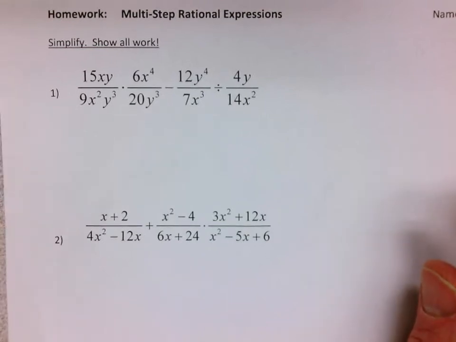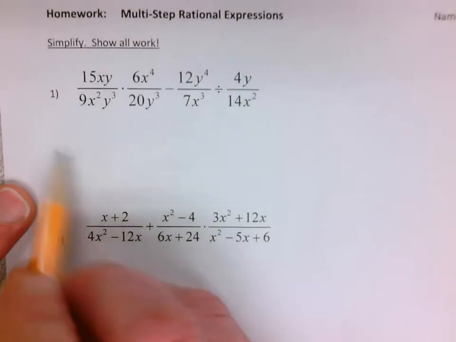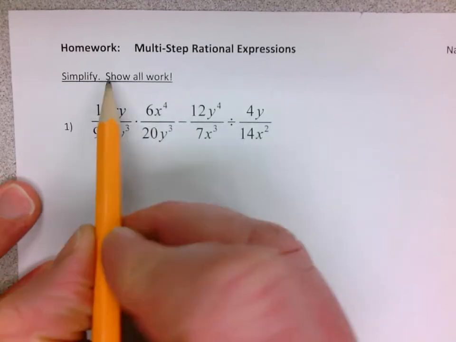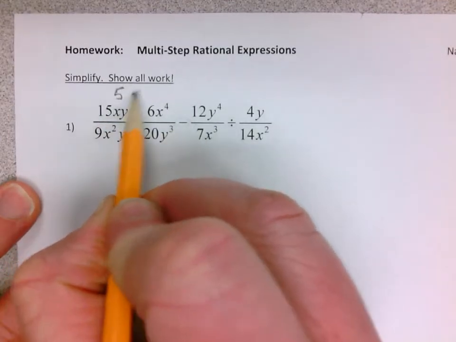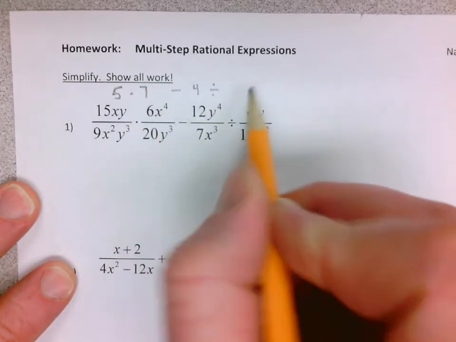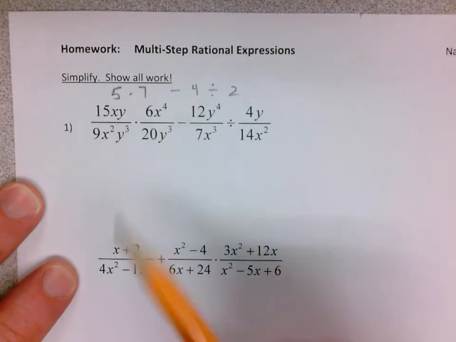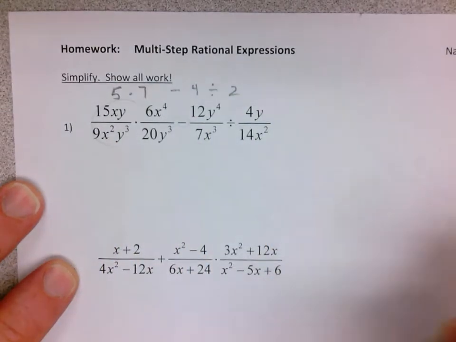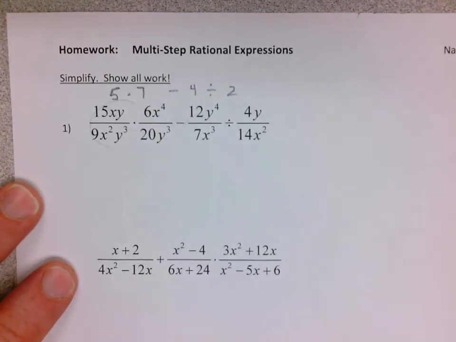Multi-step rational expressions. This is at the end of Unit 7 in dealing with order of operations. So just as you look at this problem, we're looking for minuses. It's the same as if we were saying 5 times 7 minus 4 divided by 2. Same order of operations. So I know I'm going to do this part first and this part first, and then I'll end up subtracting and getting a common denominator for both of those.